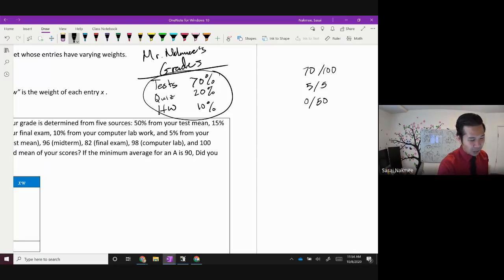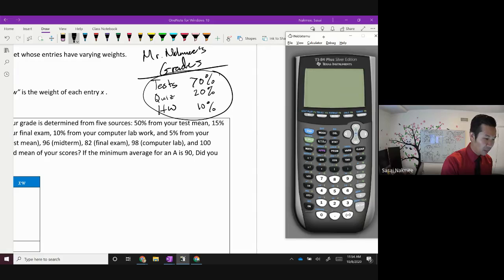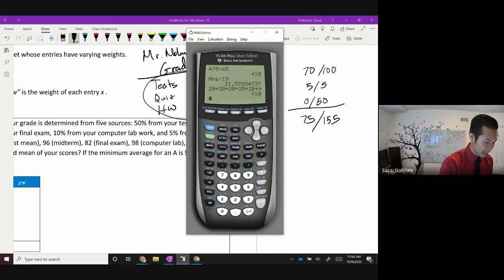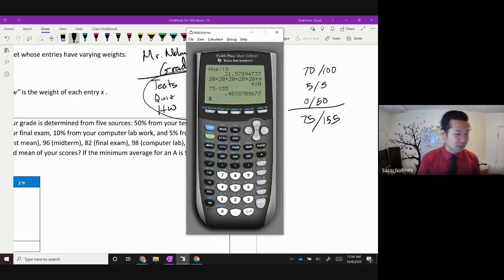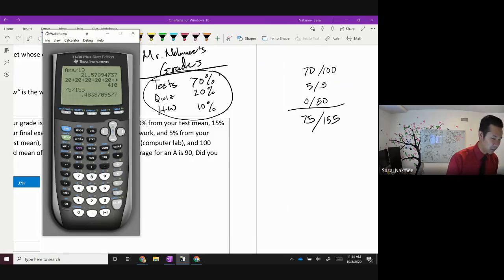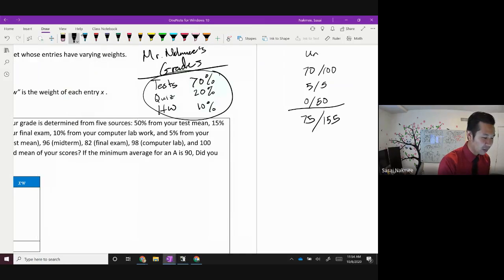So this person's grade, if you calculated this out, would be 75 out of 155, and that comes out to be a whopping, yes, I said whopping, 75 out of 155, which gives them a grade of 48%, which is terrible, right? This is unweighted, right?